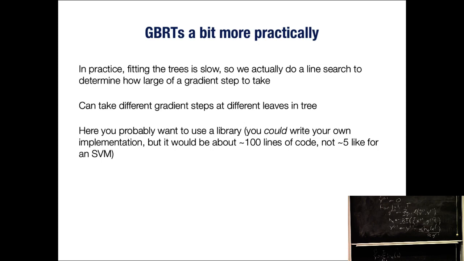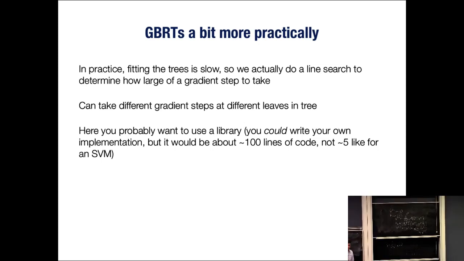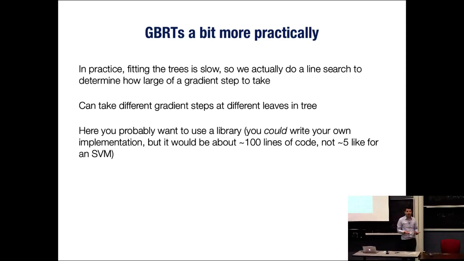And here you probably do want to use a library. Some very common ones: scikit-learn has a reasonable implementation of gradient-boosted decision trees, regression trees. XGBoost is another very popular library that's much faster. So if you want to do it on a larger data set, definitely use XGBoost. Don't use scikit-learn. Though scikit-learn is nice because it's the exact same interface as everything else.